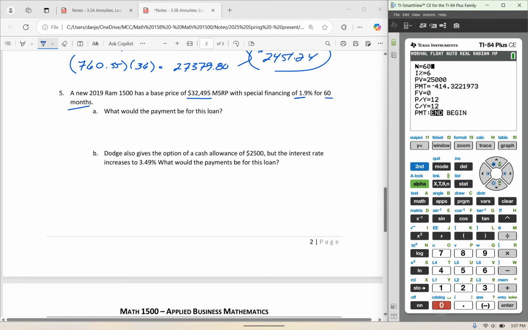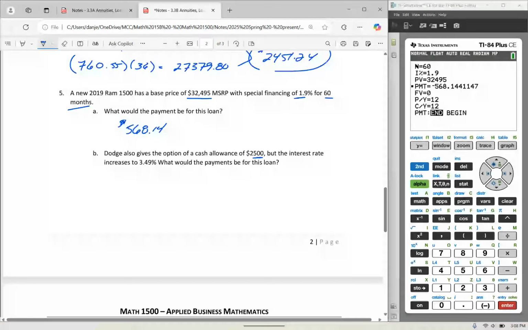60 months, that's 5 years. Interest rate of 1.9% on a loan. We'll just assume we're going to finance the whole $32,495. What would my payments be? My payment would be $568.14. However, Dodge gives you an option.